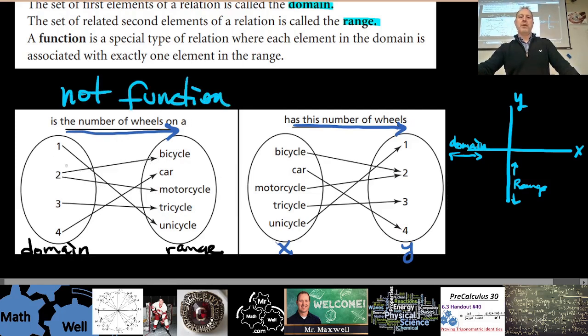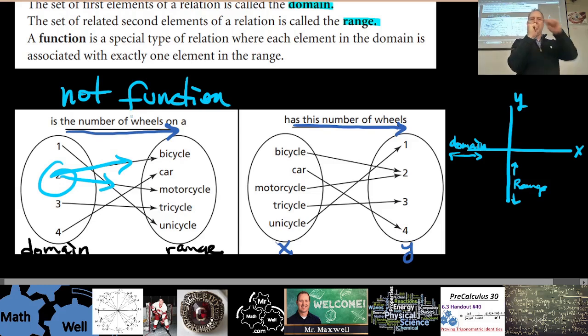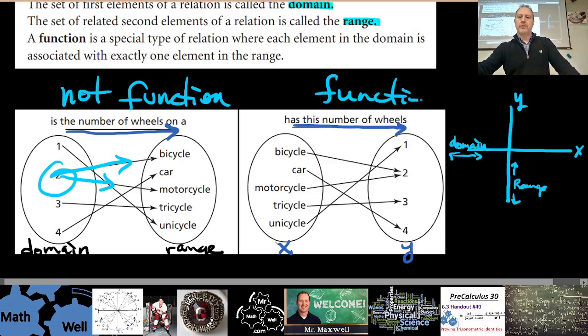Over on the left side, because here, look at this, we have 2 arrows coming from 2. That's no good. You don't have just 2 and then just one thing associated. You have more than one. So it's not a function. This is a function. All right. So that's a special kind of relation.